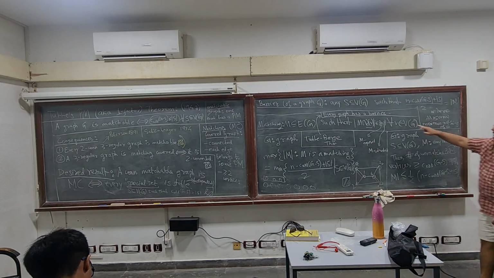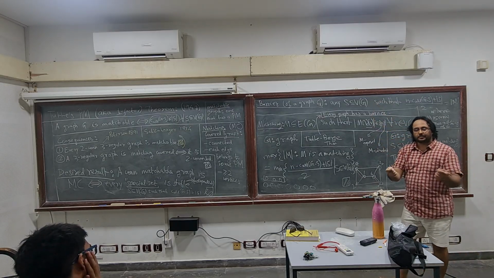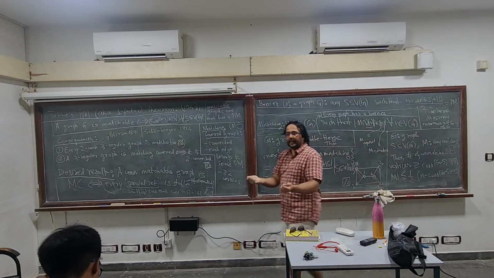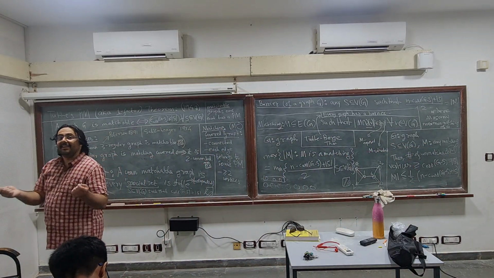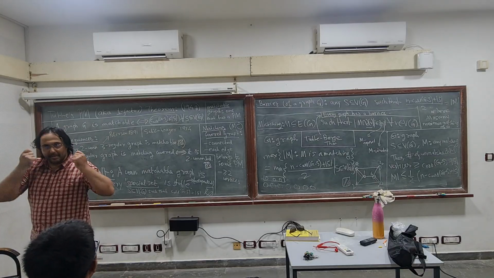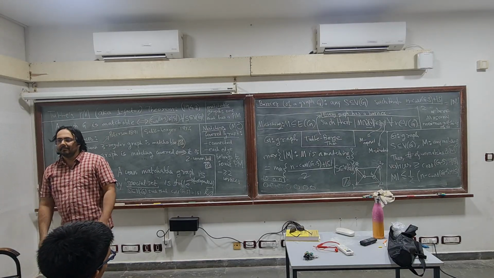And this can be thought of, go back to the decision problem. Now if I give you a matching and you want to convince me that it is a maximum matching, what you will give me is a barrier. You will give me a barrier and now I am convinced that it is actually a maximum matching.